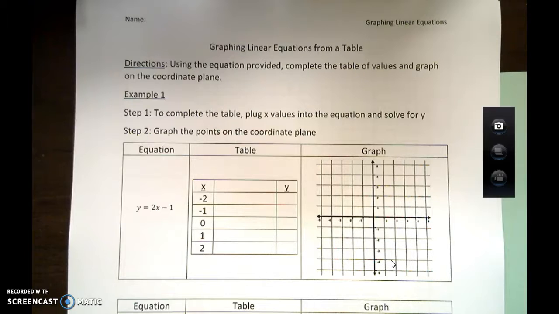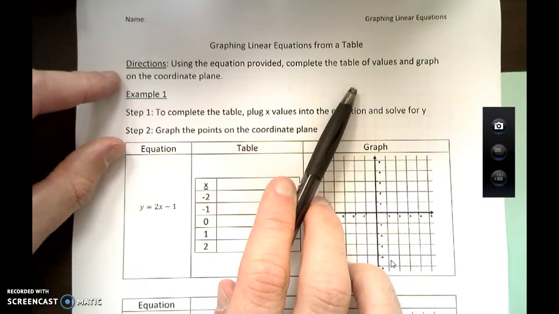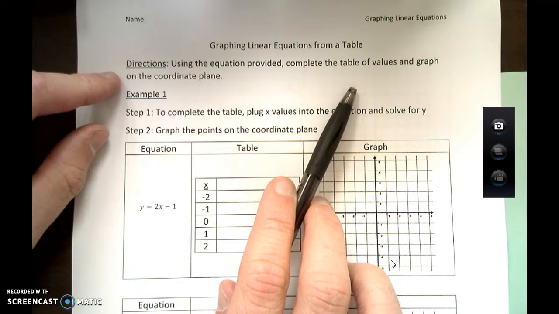Alright, now that we've worked on solving equations, we're going to start practicing graphing equations. So we're going to look at linear equations, and we'll know what linear means as we graph them. So let's take a look. It says directions: using the equation provided, complete the table of values and graph on the coordinate plane.